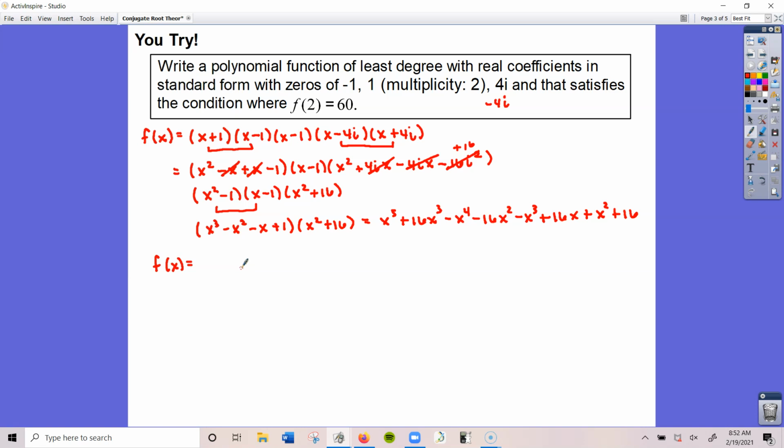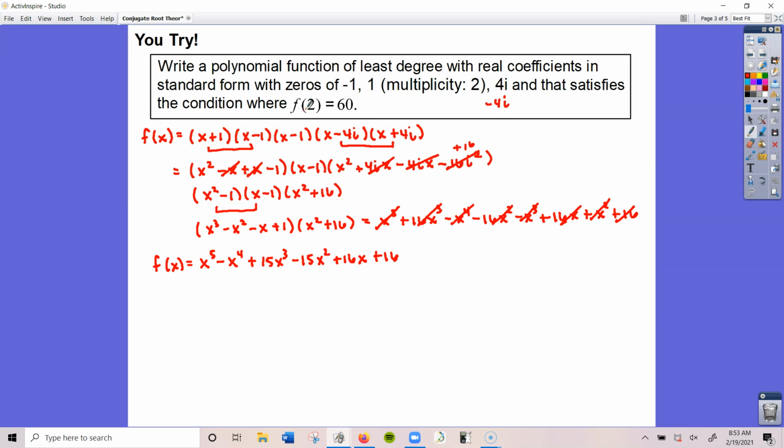We're going to combine like terms and write this in standard form, starting with our highest exponent, so x to the fifth. Then we only have 1x to the fourth, so minus x to the fourth. Then we have 16x to the third minus x to the third, which would be plus 15x to the third. Then negative 16x squared plus x squared would be negative 15x squared. And finally, plus 16x plus 16. So this is what I have now.